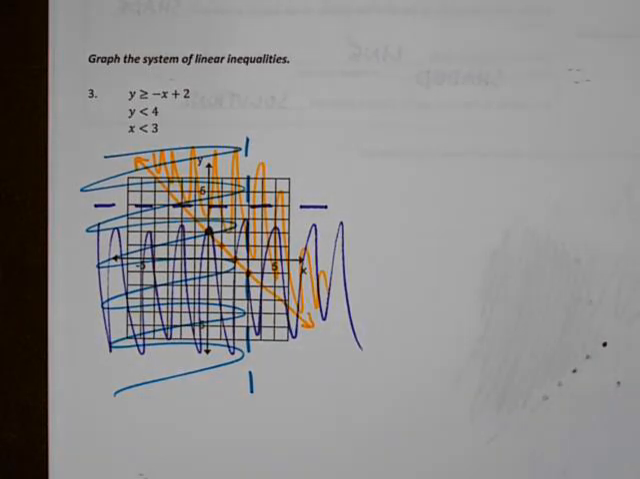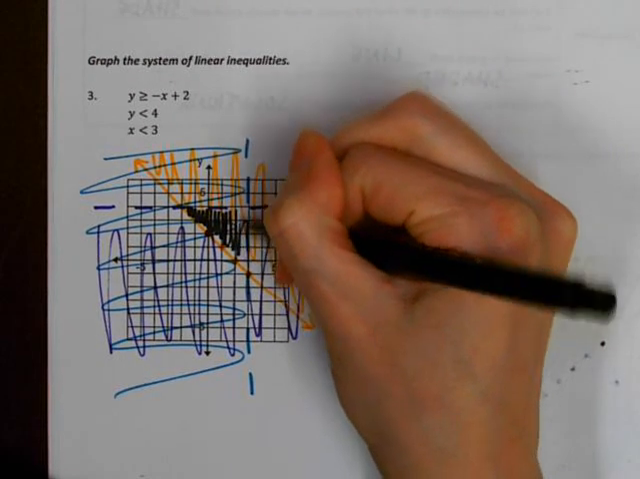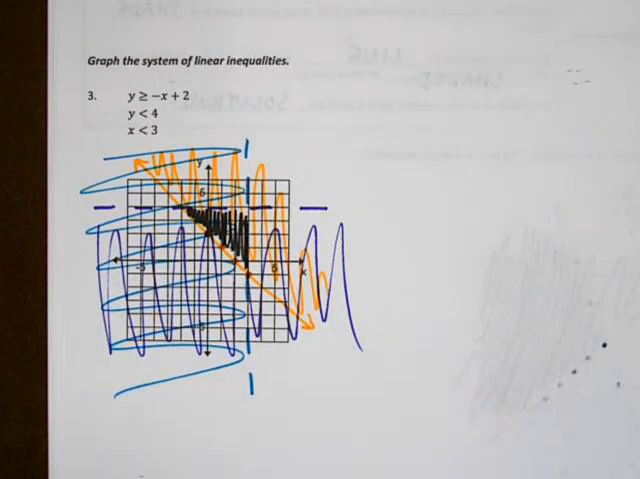Do you guys see a section where everything's shaded? Is there one section that has purple, blue, and yellow? It's actually like this triangle right here. So that shaded section is the intersection of all the inequalities.